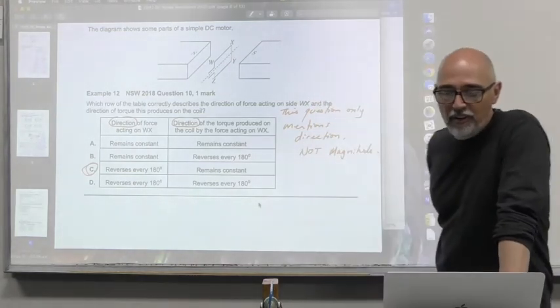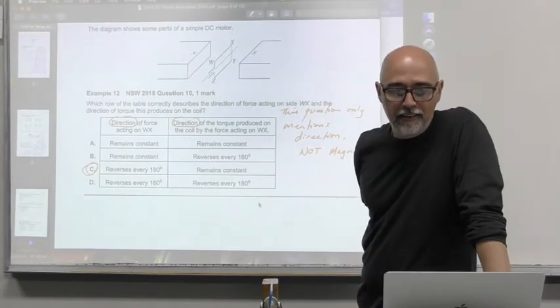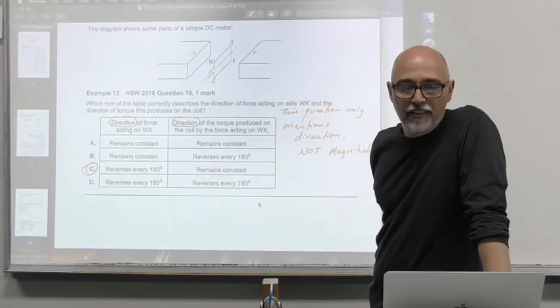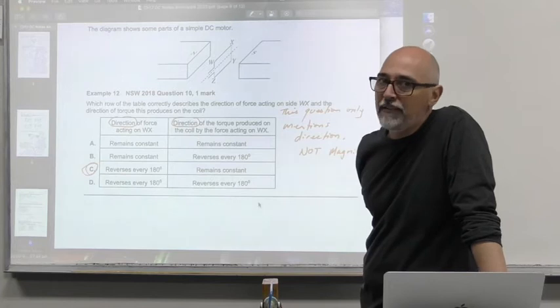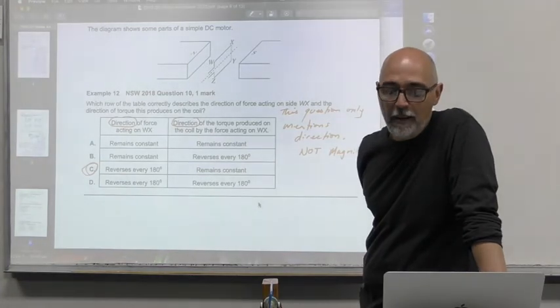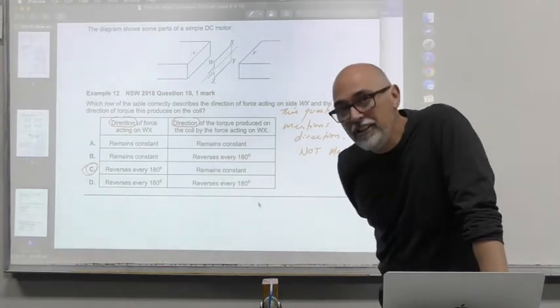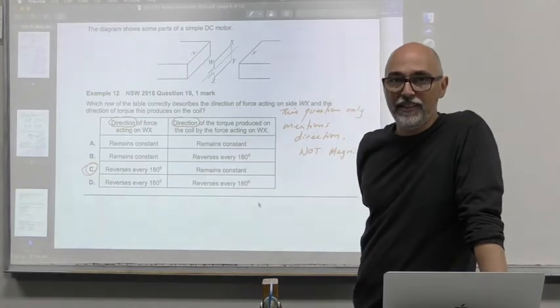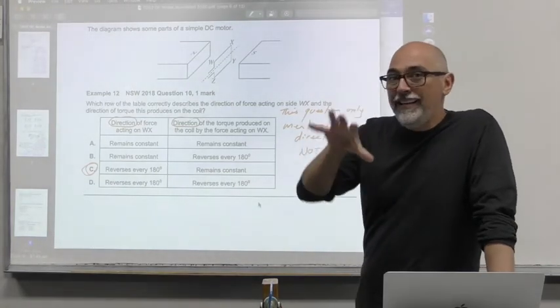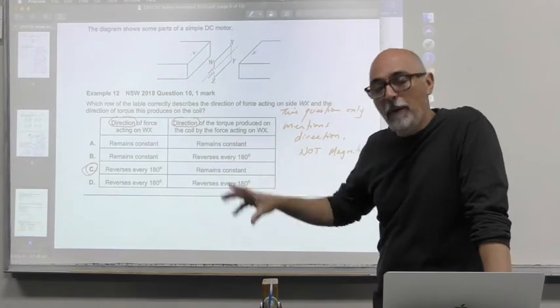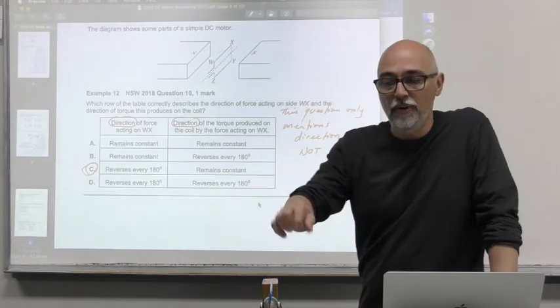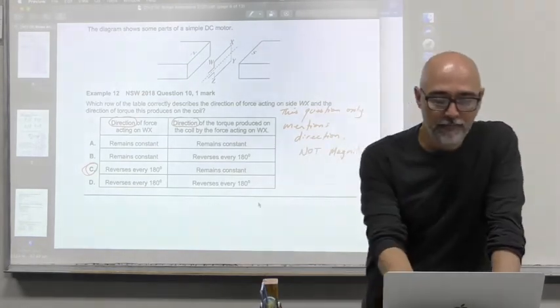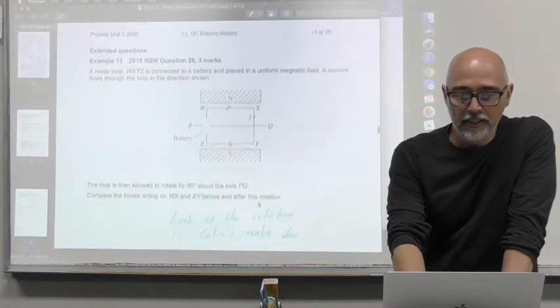So you know that the force with a commutator attached, the direction of the force flips every half turn, okay? But the direction of the torque remains constant. Now I know the magnitude doesn't for torque, but the direction does, and that's the point. That's why it keeps spinning. All right. So that's a good question to keep in mind.